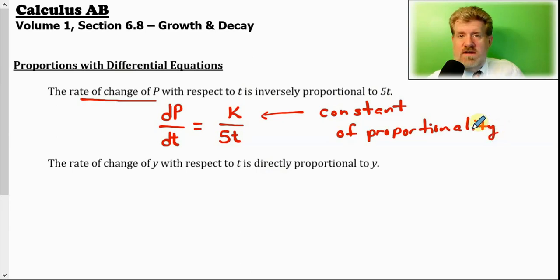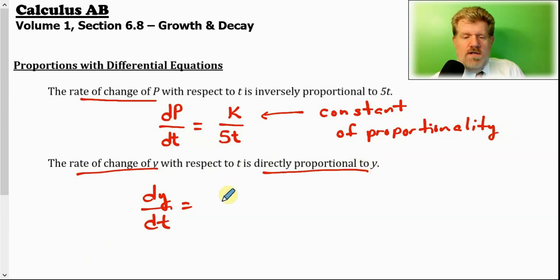Now, is that in effect always going to be true? No, but this is mathematical modeling. So we're assuming a situation is true, and we're making predictions based upon those events and those numbers. The one that we're going to be dealing with a lot is this one right here, the rate of change of y with respect to t. So how does y change over time? Is directly proportional to y.